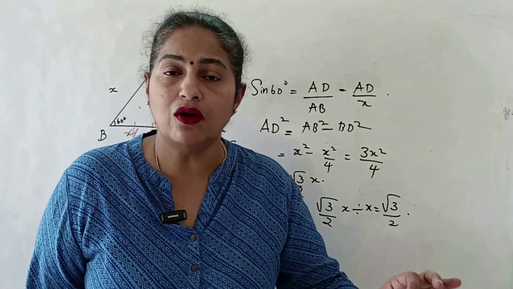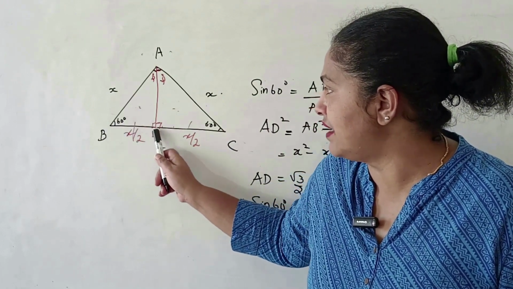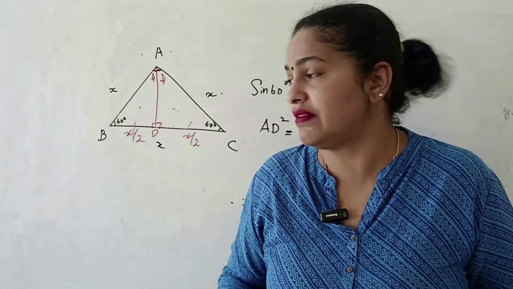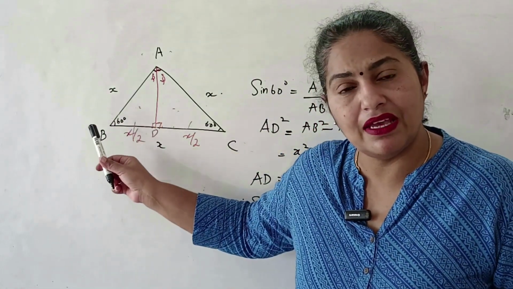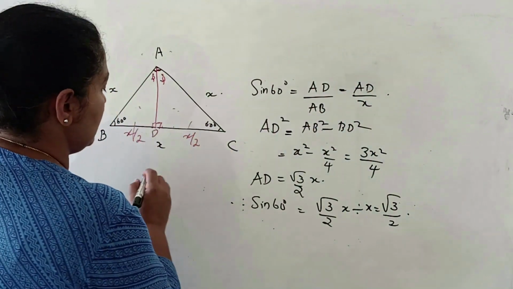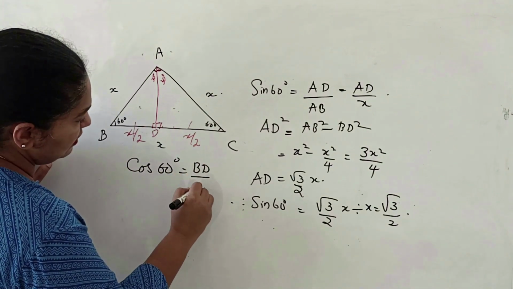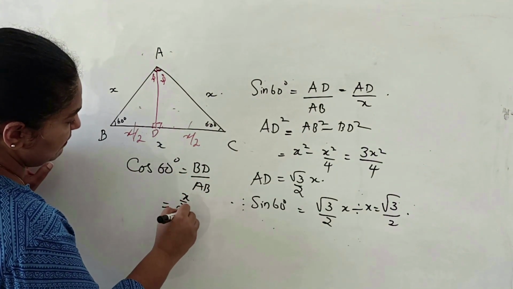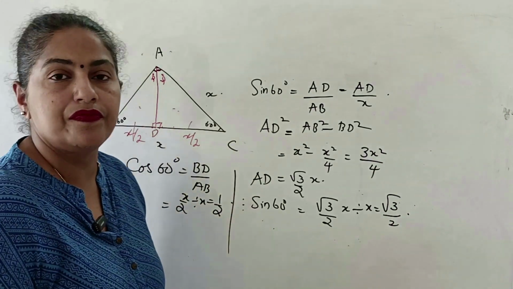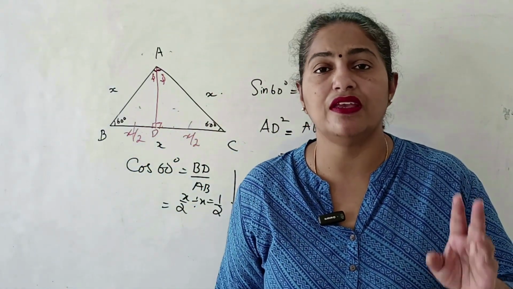Clear? Now let us see what cos 60 is. Cos 60 is adjacent side BD by AB. So what do we get as the answer? x by 2 divided by x, which will give us 1 by 2. So the value of cos 60 is BD by AB, which is x by 2 divided by x, which is 1 by 2. Okay. Sine 60 is root 3 by 2 and cos 60 is 1 by 2.